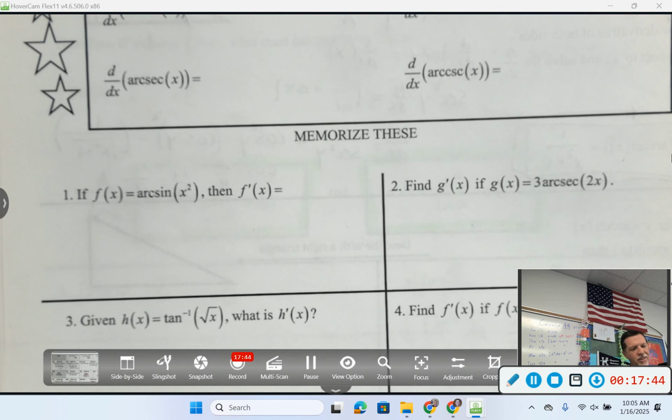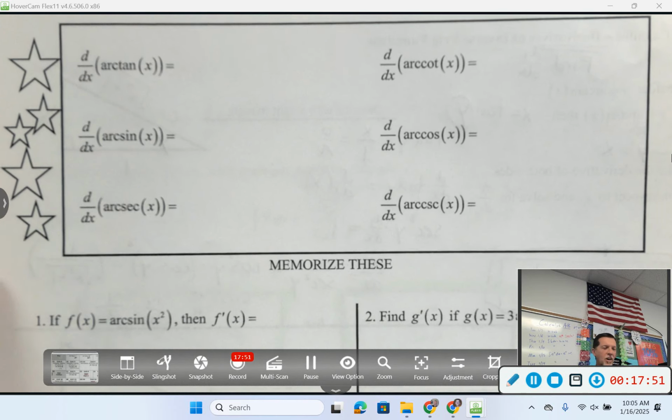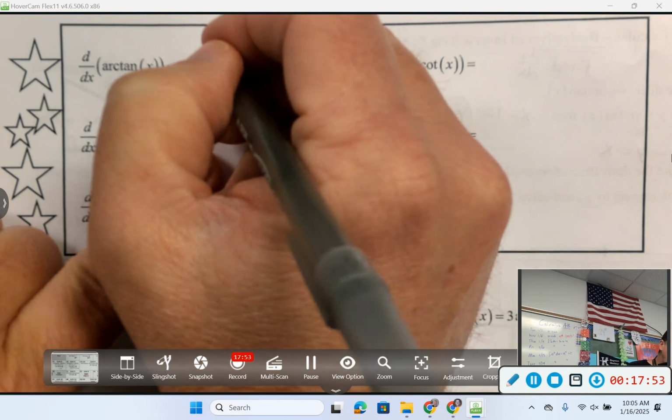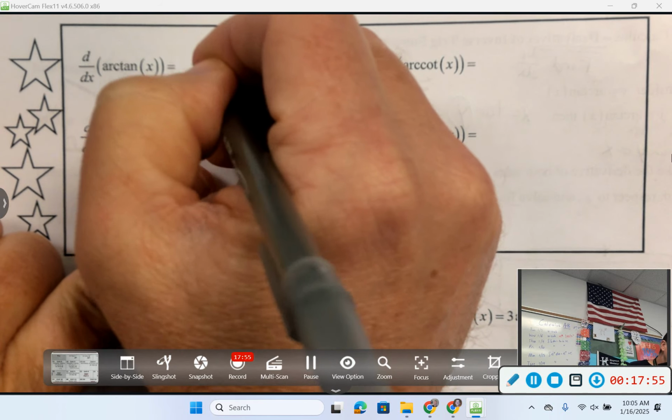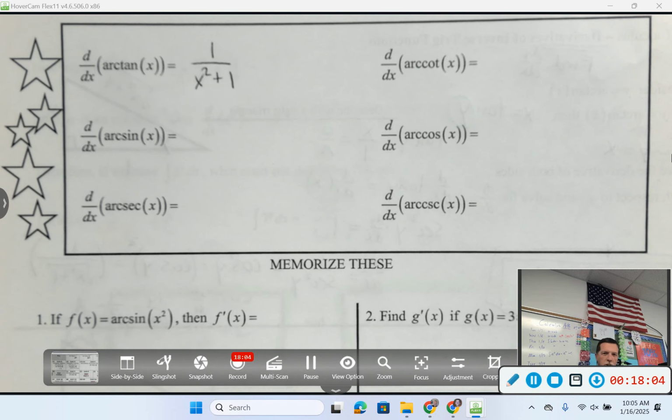Okay, well, it's 6, but these, as you know, these are all related to each other. So here's the big table that you have to know. Arctan, we just did that one. That's the easy one. 1 over x squared plus 1. I feel like it's rare that tangent is the easiest of the bunch. 1 over x squared plus 1.